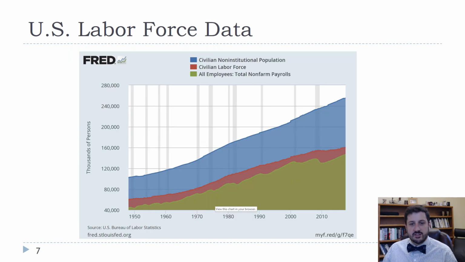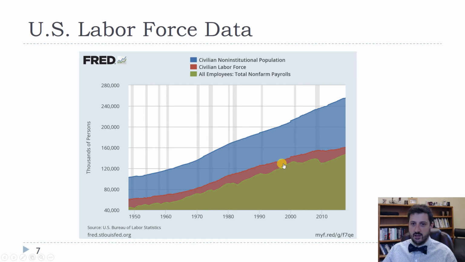So we can look at these numbers. So the blue line measures the civilian non-institutional population. So you can see that currently it's around 250 million people. The red line is the labor force, and so that's around 160 million people. And then the green line is all the employed people. And so the difference between the red line and the green line then would be the unemployed people.